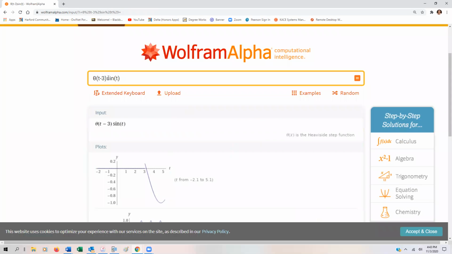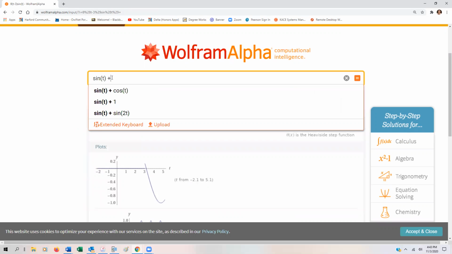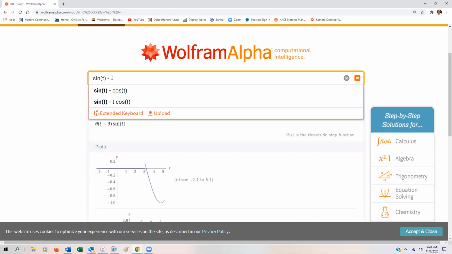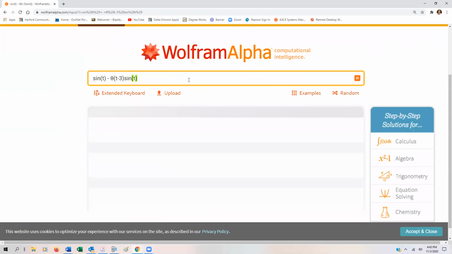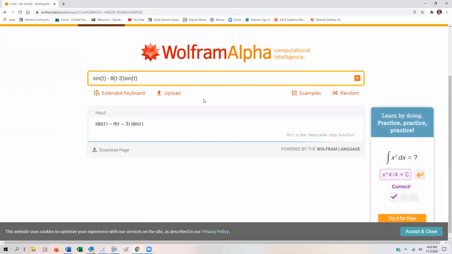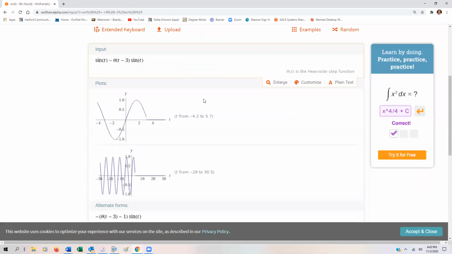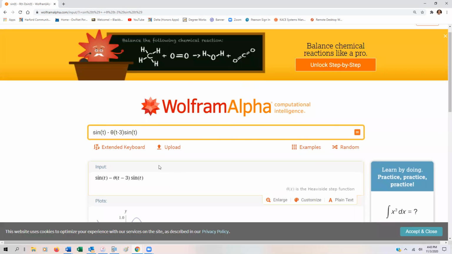Another one that we had was sine of t minus the unit step function until we got to 3 times sine of t. These are all ones that we graphed in the previous video. And this does almost the converse of what we just graphed, in that it allows the sine function to oscillate until we get to 3 seconds, and then it makes it 0. So hopefully this helps you to be able to work with the unit step function.